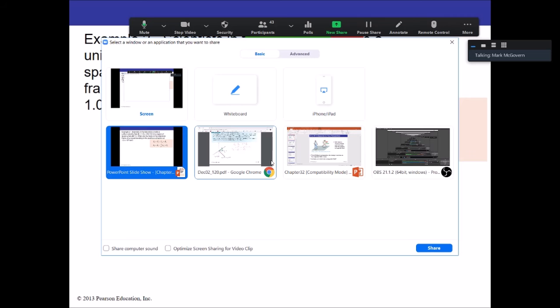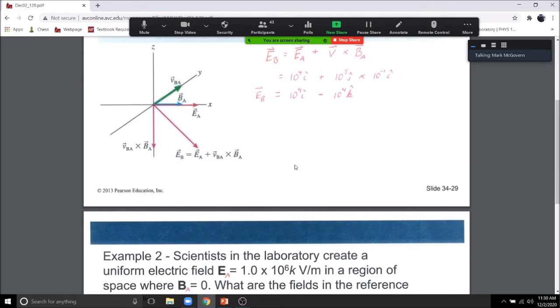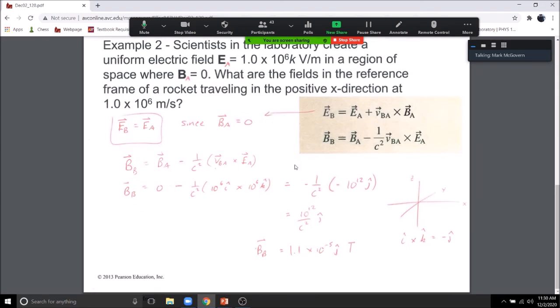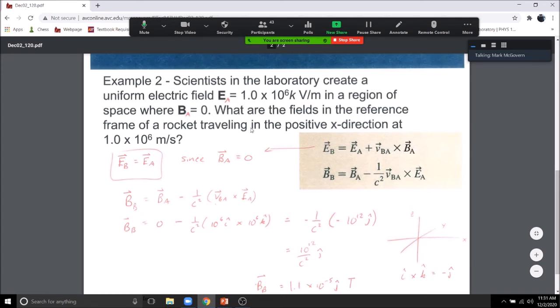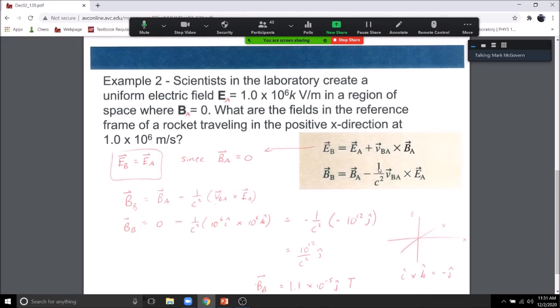Right. Let's do another problem here. So we have our transformation equations now. All right, scientists in the laboratory create a uniform electric field, 1 times 10 to the 6, in a region of space where there is no magnetic field. We would like to know what the fields are in the frame of a rocket traveling in the positive x direction at 1 times 10 to the 6. So we want the EB equation and the BB equation. BA is 0, so that makes the first equation rather simple.